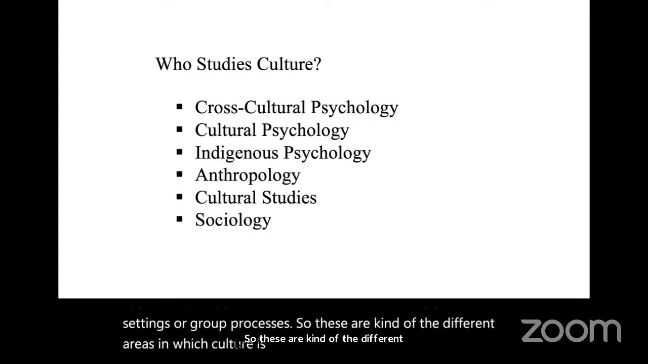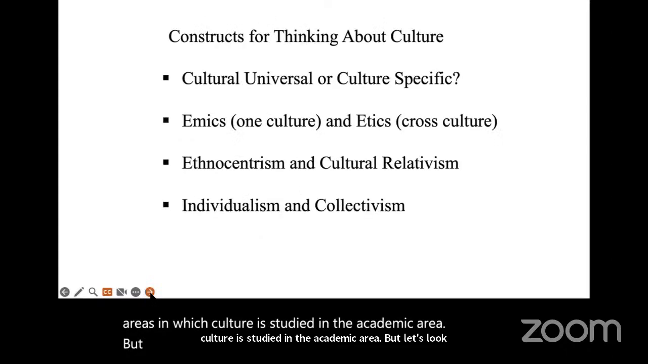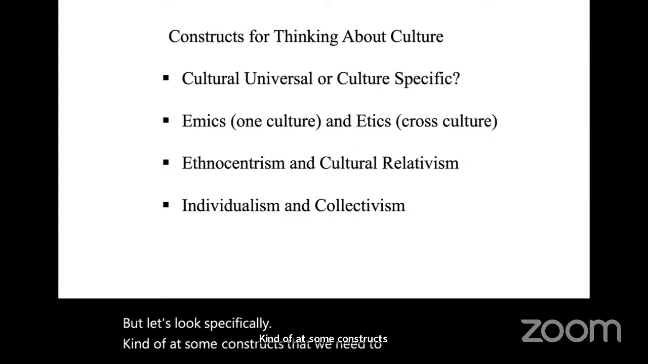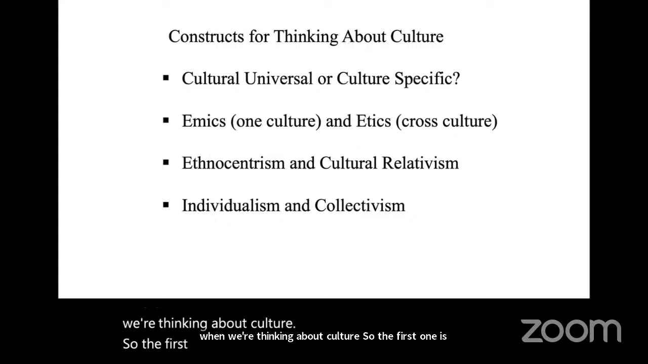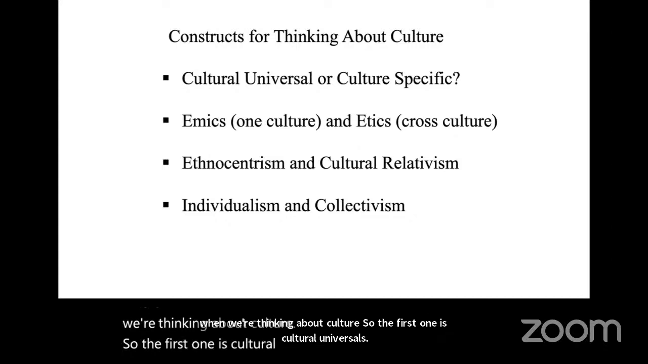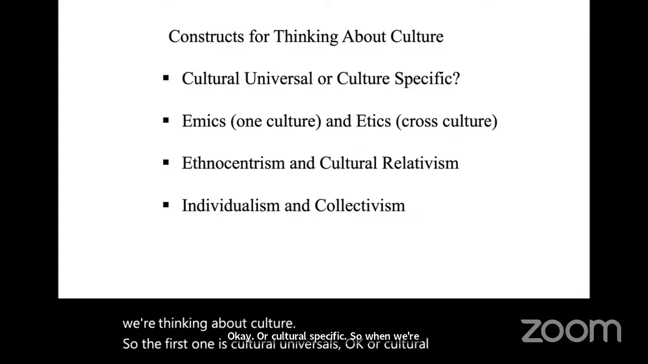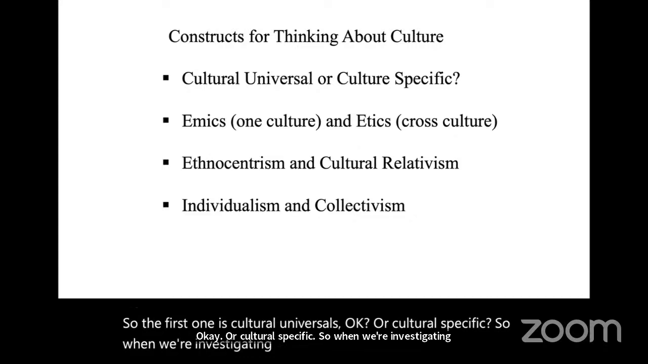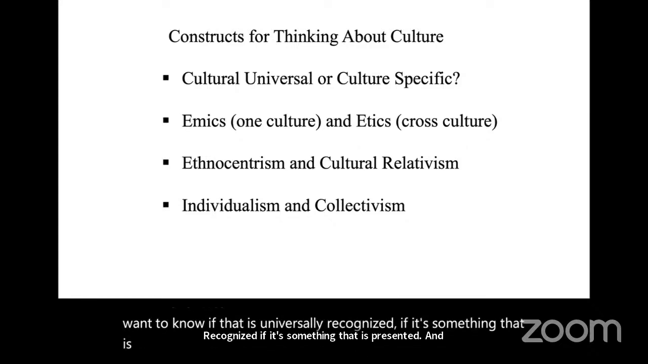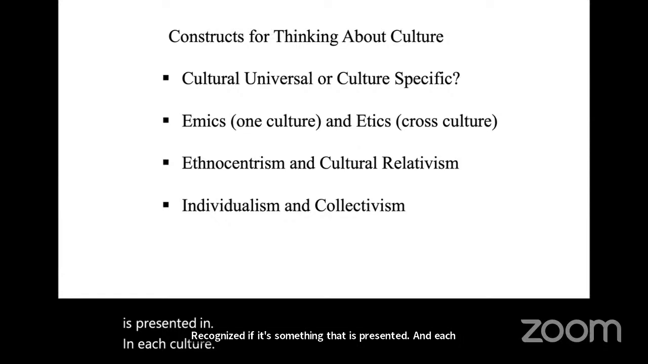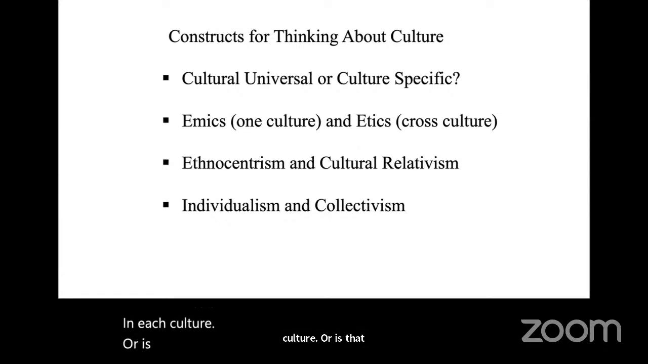So these are the different areas in which culture is studied in the academic area. But let's look specifically at some constructs that we need to think about when we're thinking about culture. The first one is cultural universals, or cultural specific. When we're investigating some behavior or mental process, we want to know if that is universally recognized, if it's something that is present in each culture, or is that phenomenon specific to a given culture?